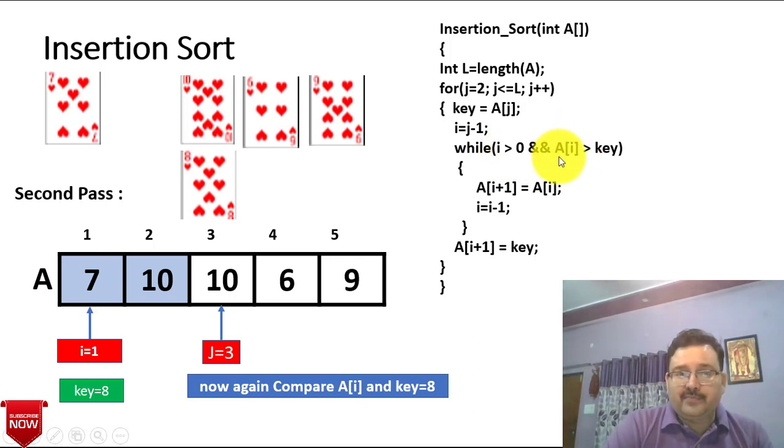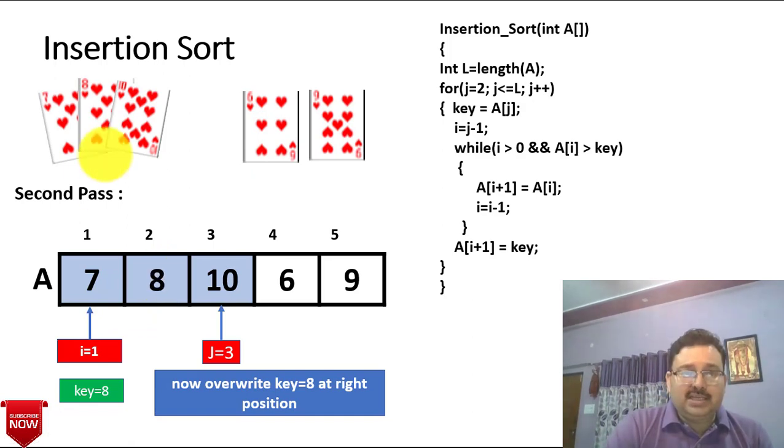And A[i] is what? A[i] is A[1], that is 7. Is 7 greater than 8? No. If one of these two conditions is false, then we have to terminate. So this condition was true, but now our second condition fails. So we have to terminate the while loop and come here. Now the i value is 1. A[i plus 1], that is A[2]. Now overwrite the key value, that is 8, at the second position of the array.